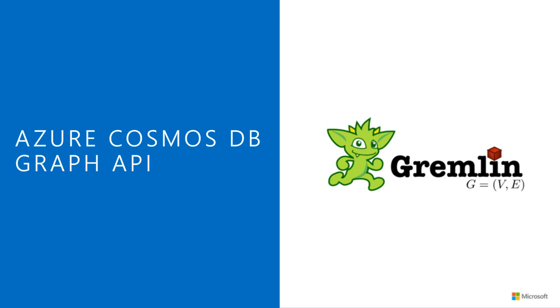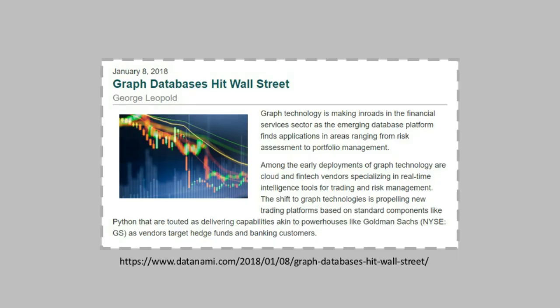Now we are going to talk about the graph API. Graph databases are actually not a new technology. Graph databases have been around for a couple of years now, but they are a technology that has matured enough such that right now it is experiencing a boom of options in the market, as well as some media attention as of late. So this article on Datanami points you to how graph databases are being used on Wall Street.